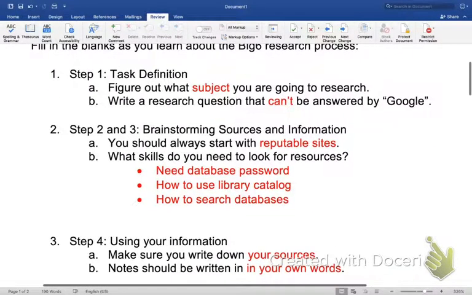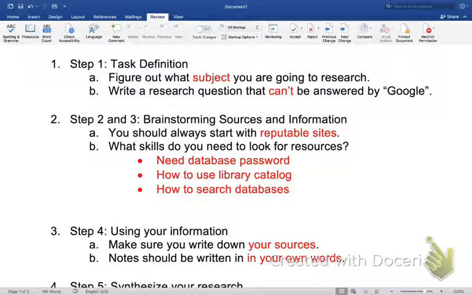For step 2 and 3, brainstorming resources and information. You should always start with reputable sites. Remember those sites that end in .edu and .gov? They're a lot more reliable than those .com sites.